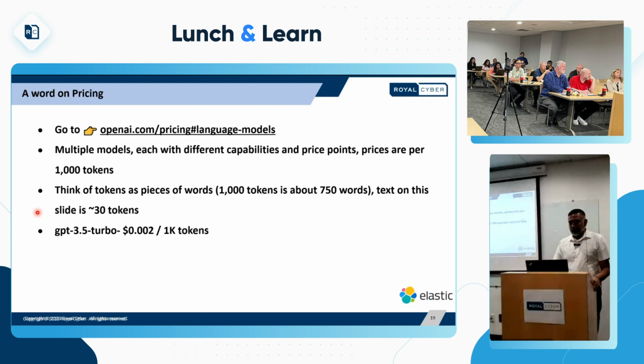Just a quick word on pricing. If you want to know about the pricing of ChatGPT, it is based on 1,000 tokens, and you can think of tokens as basically pieces of words. So 1,000 tokens is about 750 words. This particular page is about 30 tokens. And GPT 3.5 Turbo, they charge you $0.002 for 1,000 tokens.